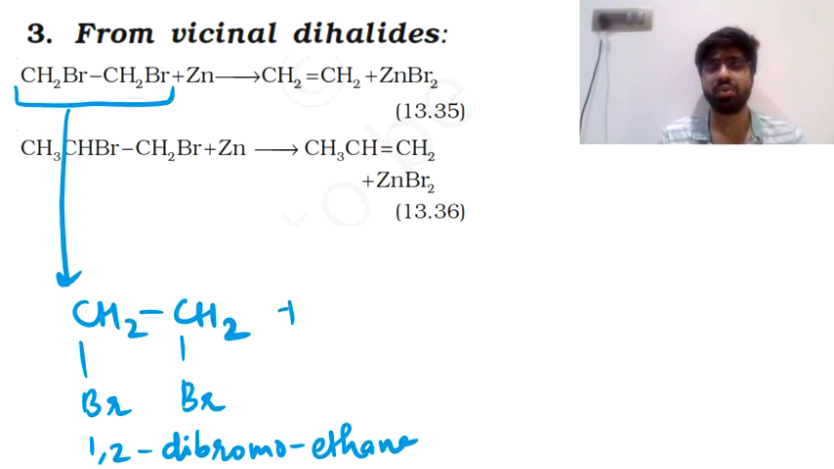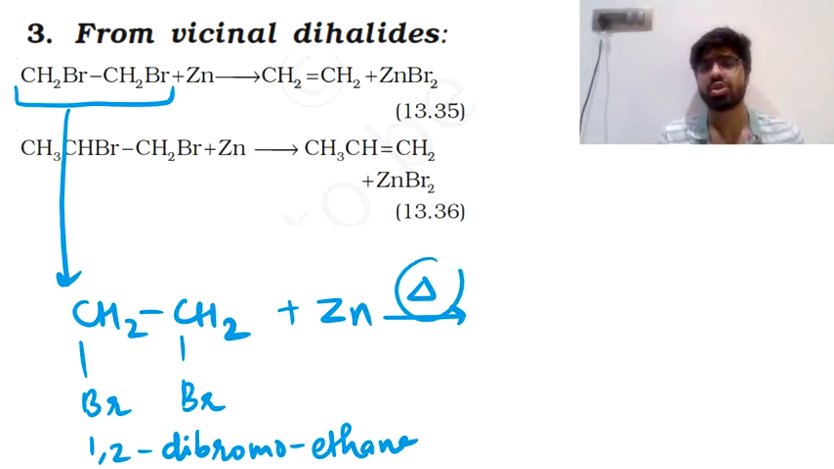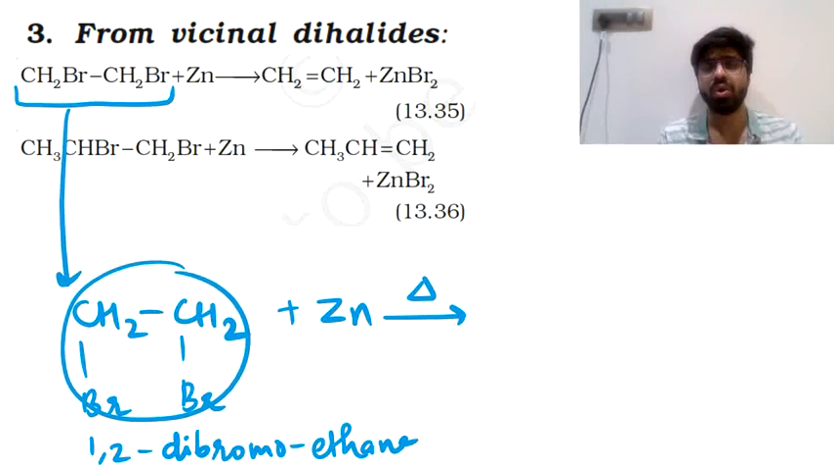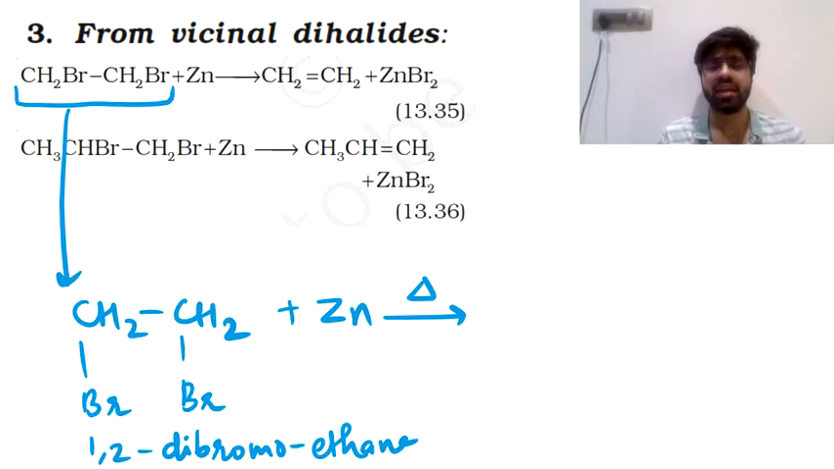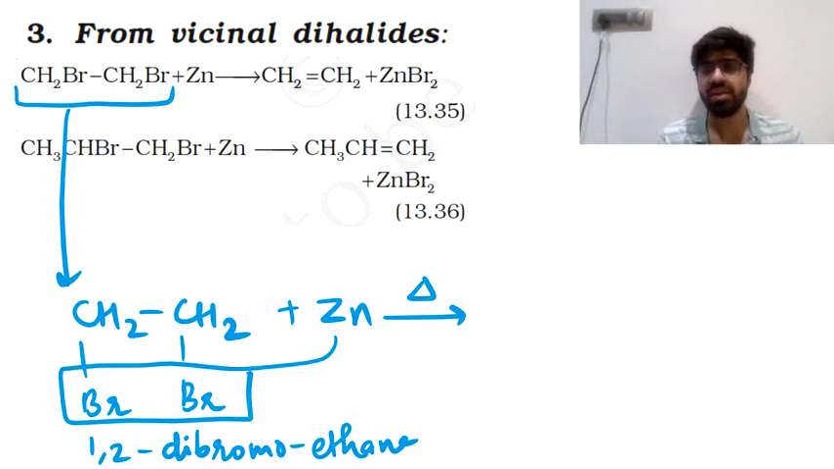This kind of a compound, when you heat it with zinc, there's no heating mentioned, but I guess there was heating mentioned in the reaction. So if you are heating this kind of a compound with zinc, zinc is going to take away the two bromine atoms along with it. It will form ZnBr2.